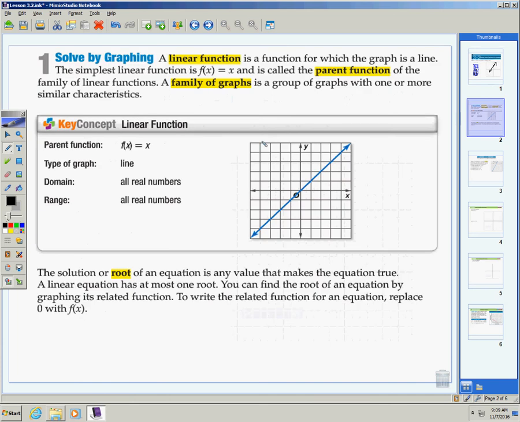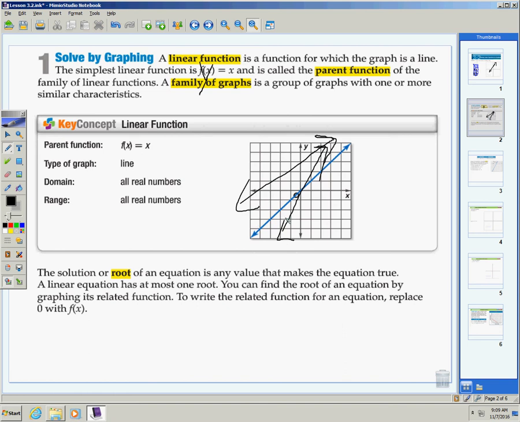Now, talking about solving by graphing, we've already talked about what a linear function is when you have a line. The simplest linear function is just f of x equals x, or sometimes we think of that as y equals x. We call that the parent function. What you think of with a parent function is this is what the graph always starts out looking like. Then we're going to have this family of graphs where things change it, and it's going to maybe look a little steeper, or maybe it will start out a little higher. But notice, these 2 lines still look kind of like this basic linear function.